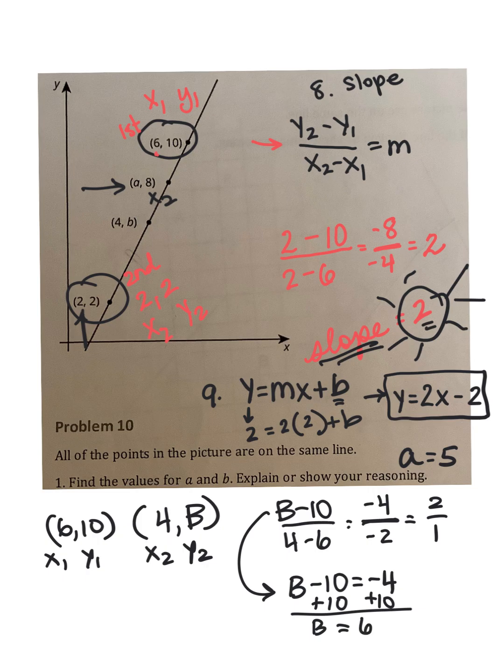So let's substitute. No, I did it again. Let's substitute. Instead of B, let's put in our 6. 6 minus 10 is negative 4. 4 minus 6 is still negative 2, and negative 4 divided by negative 2 is positive 2. So that means that B has to be 6. So there's your answer to the last question.